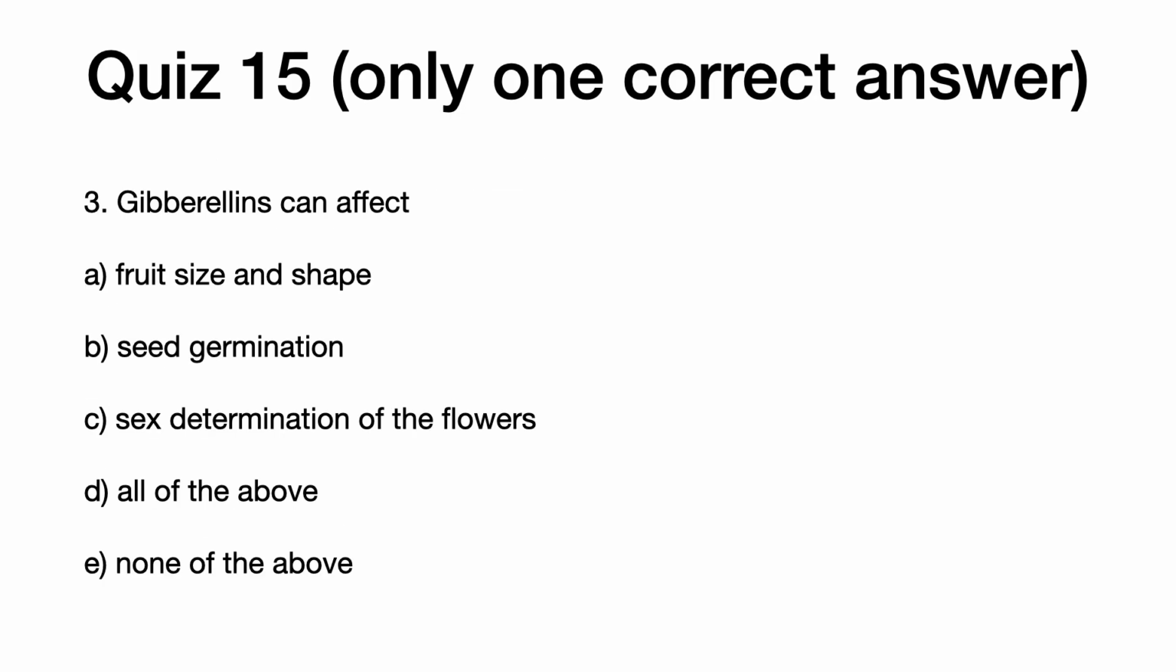3. Gibberellins can affect: A. Fruit size and shape, B. Seed germination, C. Sex determination of the flowers, D. All of the above, E. None of the above.